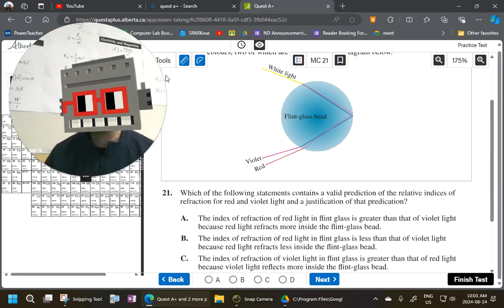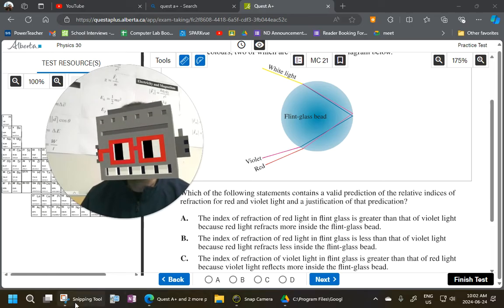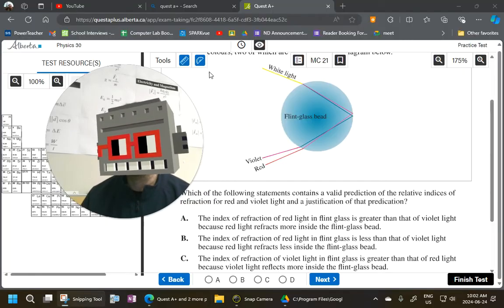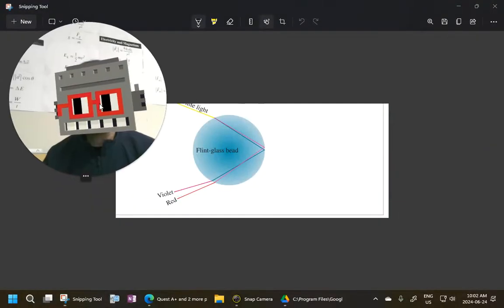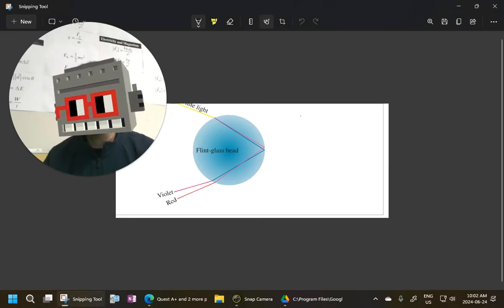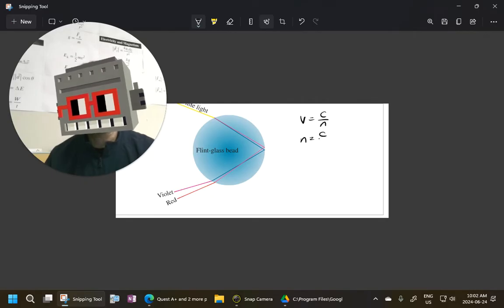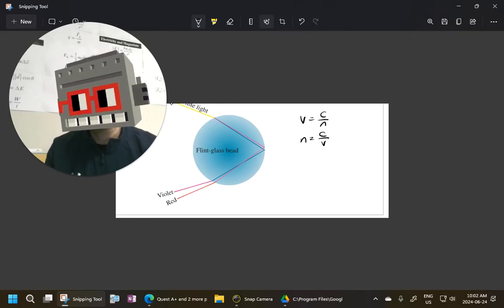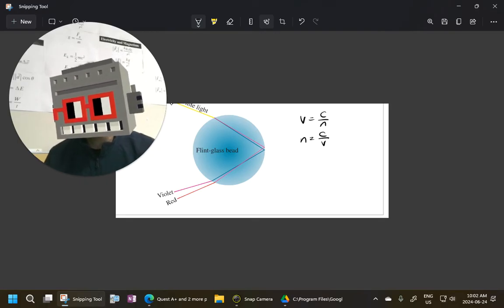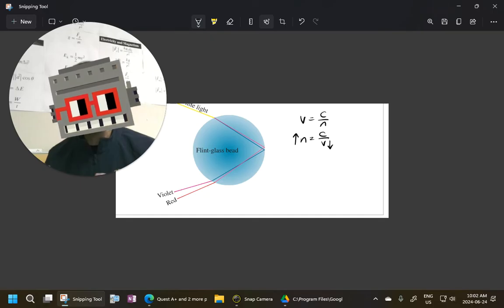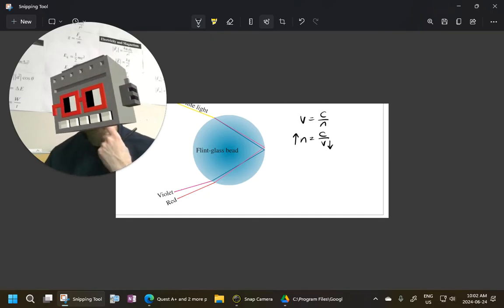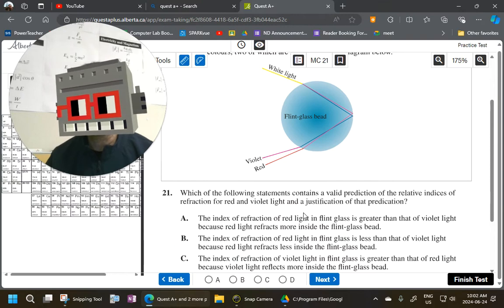If they slow down more, let me just go through the formula here. This is one formula which is also not on our formula sheet. So the formula which I'm talking about is this one here. V is equal to C over N. I can rearrange this for N equals C over V, right? That's how you calculate the index of refraction. So if this speed goes down, the index of refraction has to go up, right? So blue, which is bending more because of the bigger speed difference, is going to have a higher index of refraction.